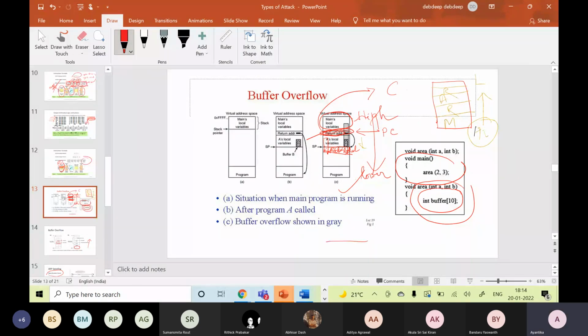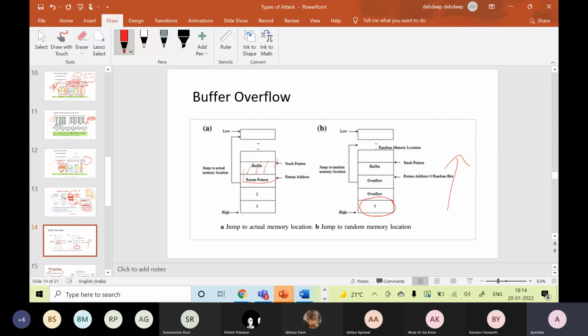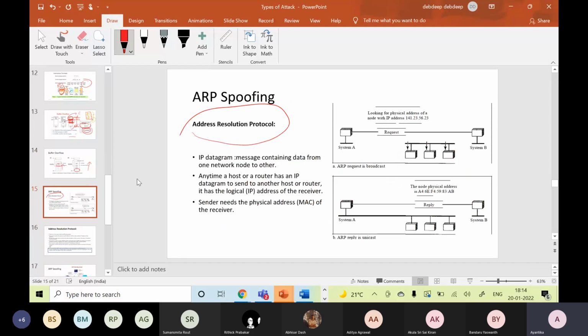Okay, so this is about the buffer overflow. If you follow the same convention in both the slides and diagrams, you will find the similarity, you will understand the similarity. Here also, this is the same thing. So this is about the confusion in the last class. Anyway, last time we were talking about these types of attacks.